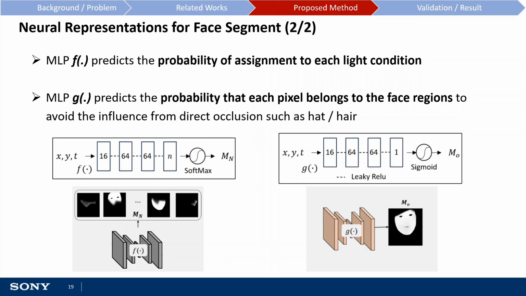F predicts the probability of assignment of each pixel to each light condition. G, on the other hand, predicts the probability that each pixel belongs to the face region to avoid the influence from direct occlusion such as hat or hair. The design of each of these is a simple MLP with n layers, having embedding as input and the respective mask as an output.